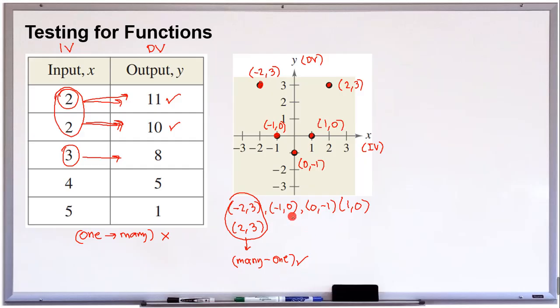And the second pair is negative 1, 0 and 1, 0. So this is still under many to one. So still a function, because for two values of x which are negative 1 and 1, we have only one value of y, and that is 0. So therefore, we can still call this a function. So for this example, this is a function.